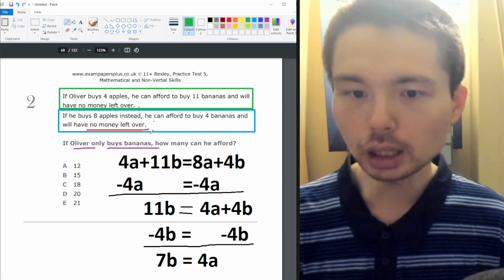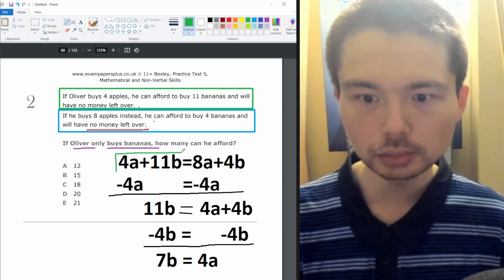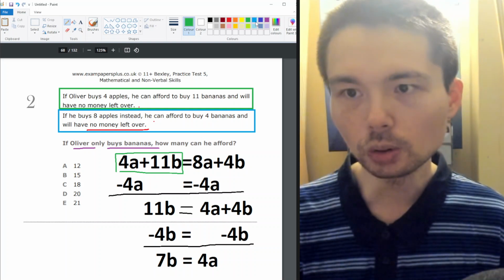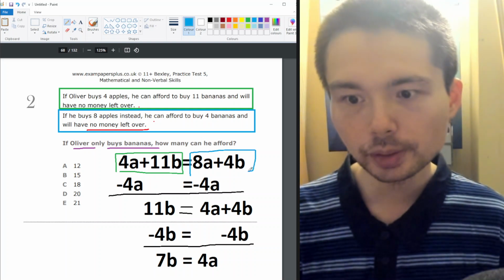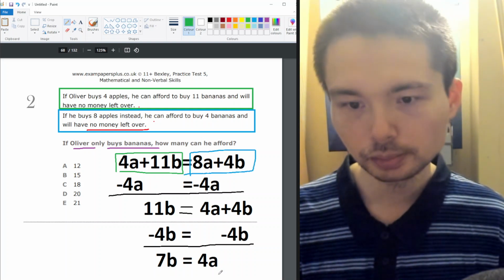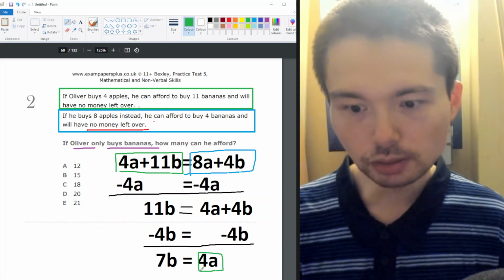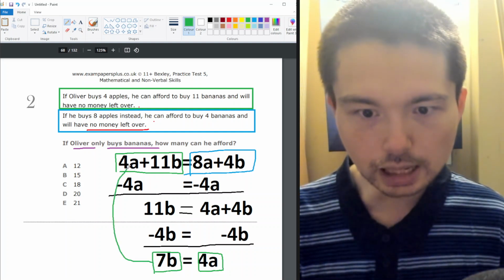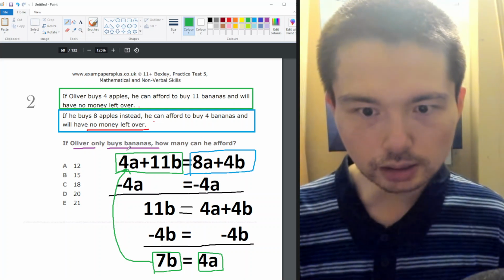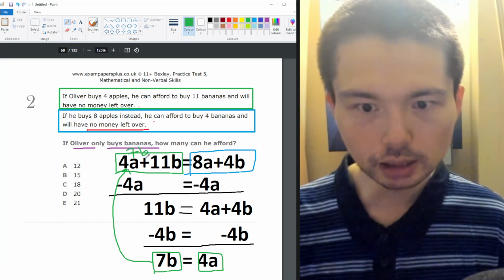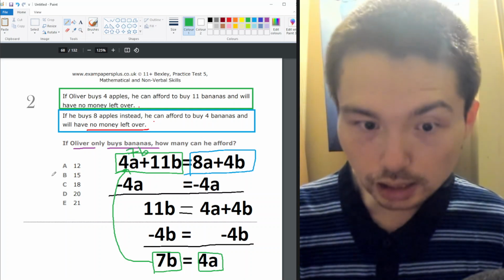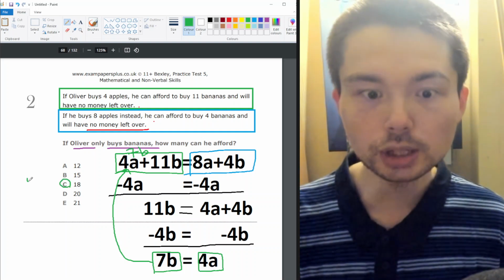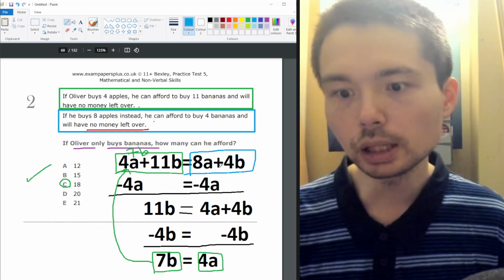Shopping list. I don't mind which one you choose. It could be this one or the blue one. We've worked out a key part. Can you see 4 apples is the same as 7 bananas? So this I'm going to put in here. So really it is 7 bananas plus 11 bananas, which is 18 bananas. Tick.